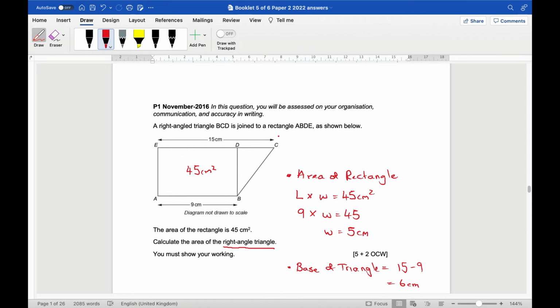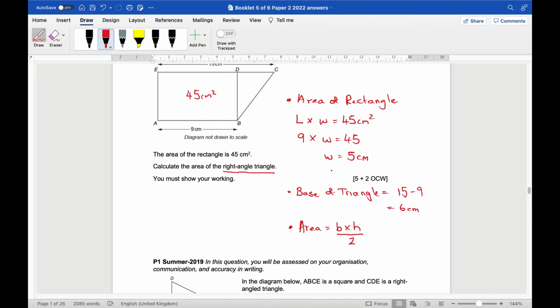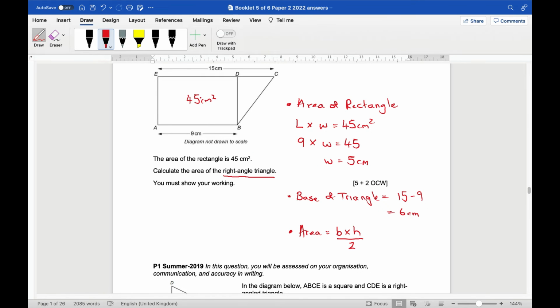Again, in this question, you'll be assessed for the OCW, right? So bullet points. It tells you the area of the rectangle is 45. So therefore, 9 times the height here, or what we call the width, is 45. Therefore, the width is 5 centimeters. I'm putting in my units. I've bullet pointed what I'm doing. My next bullet point is working out the base of this triangle. It's like it's upside down. This is the base and this is the height. Yeah. The base of the triangle is 15 take away 9, which is 6. Therefore, the area of the triangle, which is what I need, is base 6 times height 5.